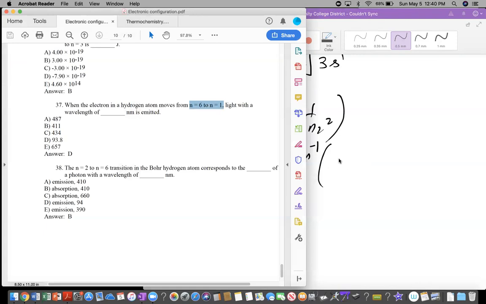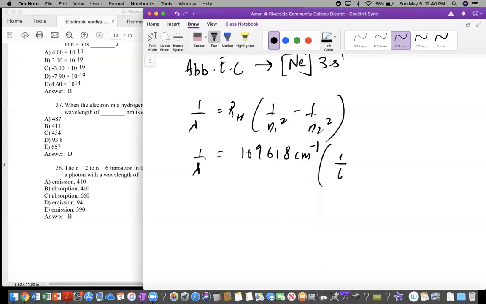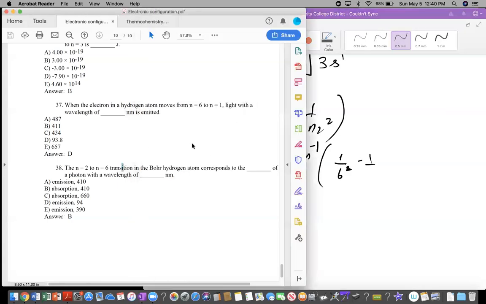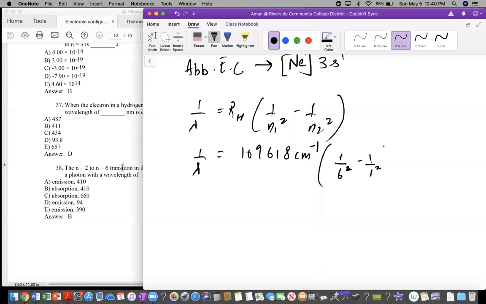Okay. So what I'll do is 1 over 6 squared minus 1 over what? Going from 6th floor to 1st floor, 1 over 1 squared, right? So now you just plug the whole thing into the calculator. What is 1 over 6 squared minus 1 over 1 squared?